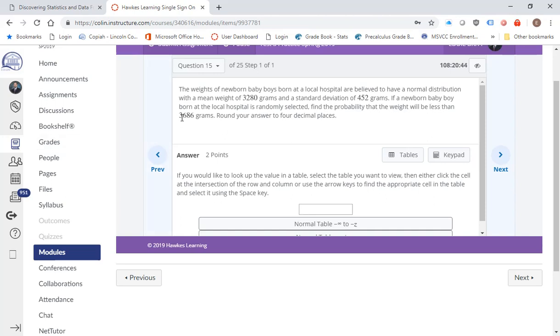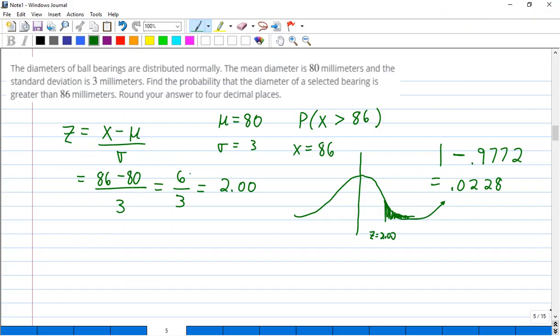than 3,686 grams. All right, this is a less than problem too. That's important. So let's write down these values. All right, so we were given the mean weight was 3,280. The standard deviation was 452.